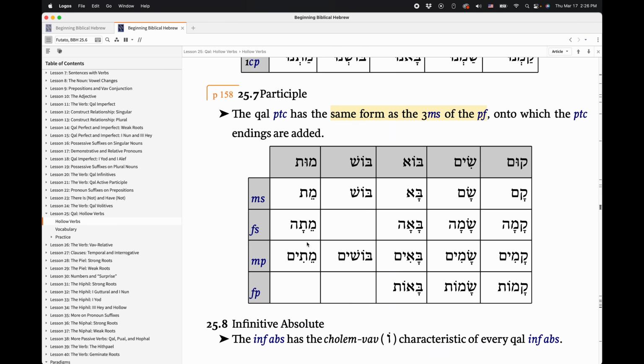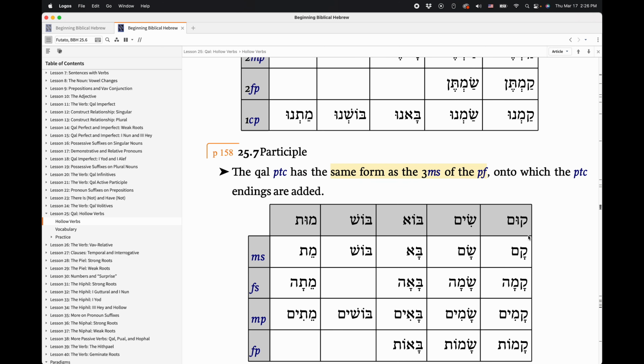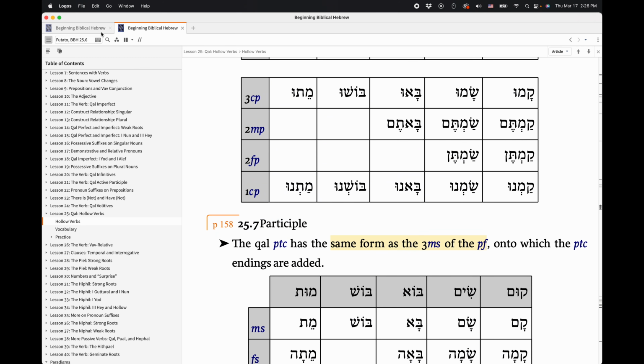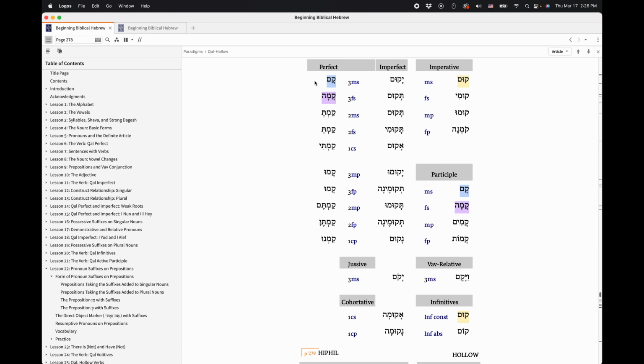All right, and then finally we've got the participle here. The participle is a little bit tricky because it looks very similar to the perfect until you get into the plural, where you've got the clear hirik yod mem, holom vav tav endings. But you'll notice that the masculine singular participle of a hollow verb and the feminine singular participle of a hollow verb look identical to the qal perfect 3ms and 3fs. And in fact, if we go over here to our paradigm chart, we can see that we've got the 3ms, kam, in the perfect. The participle is also kam. 3fs in the perfect, kama. Feminine singular is also kama. And then, of course, the imperative 2ms and the infinitive construct are also identical. But the rest of these should be pretty straightforward.